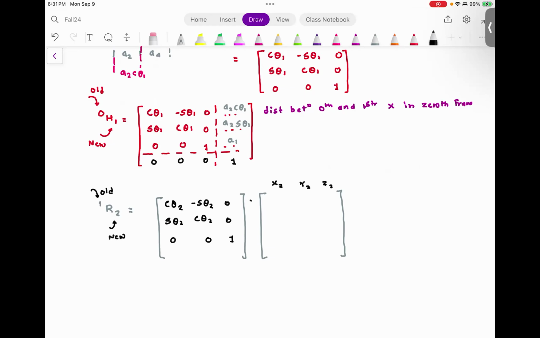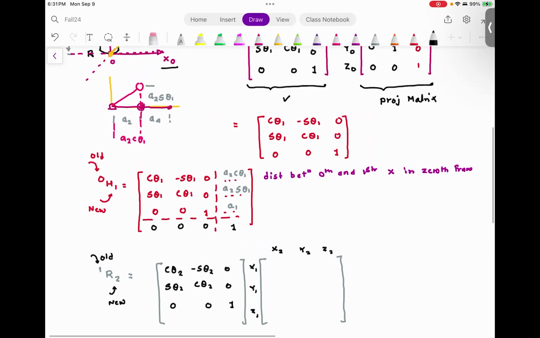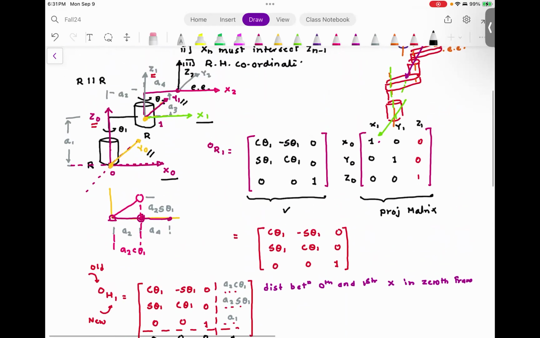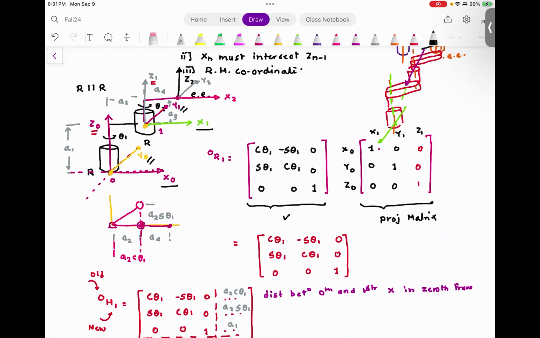My old frame is x1, y1, z1. Now we will do the same thing. Now I want you to look at this diagram. Can you see that x2 is in the same direction as x1? Yes. Y2 is in the same direction as y1. Yes. And z2 is in the same direction as z1.